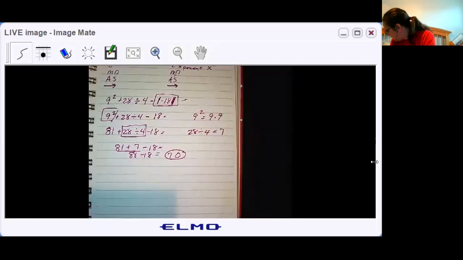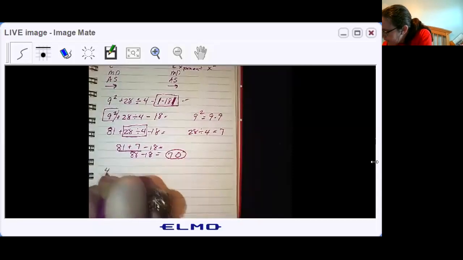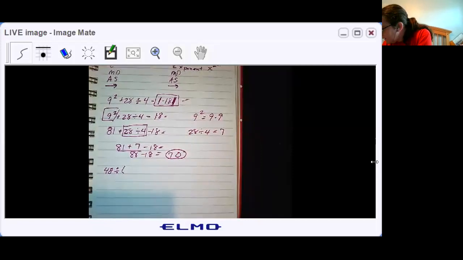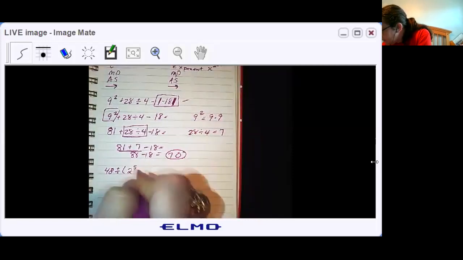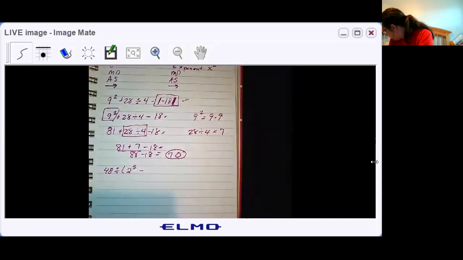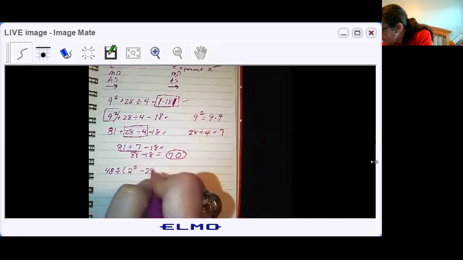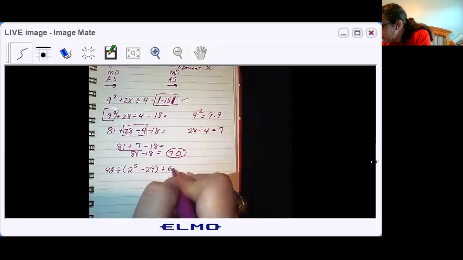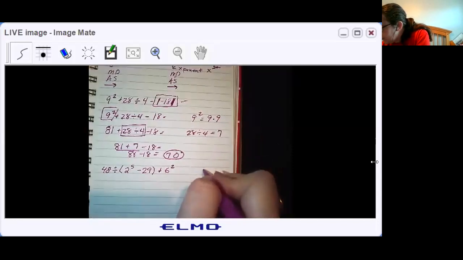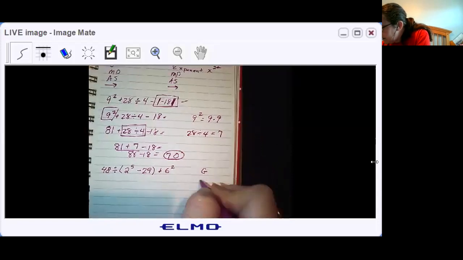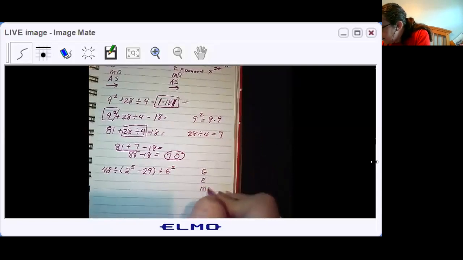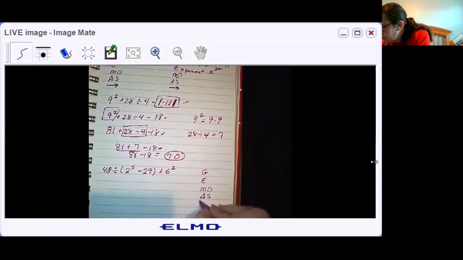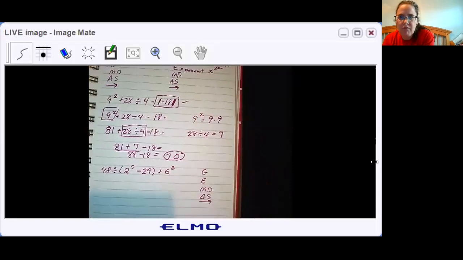Okay, so my next problem is 48 divided by the quantity 2 to the 5th minus 29, there's my parentheses, plus 6 squared. Over here to the side, I'm going to write GEMDAS, a reminder of what my order of operations are.